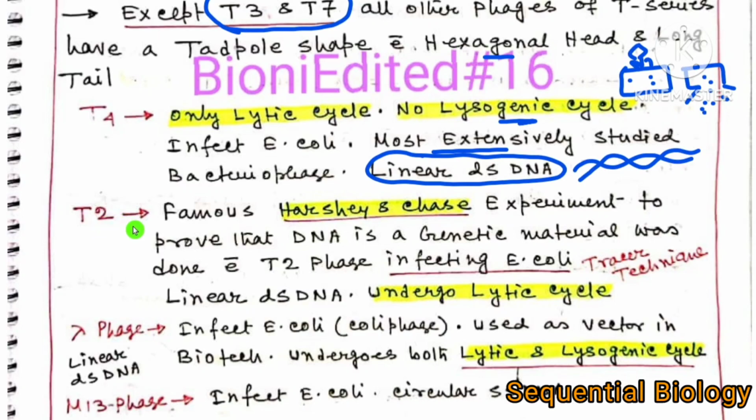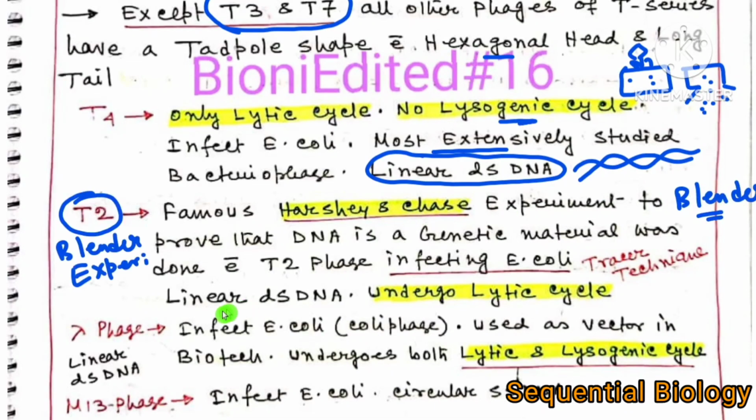Next, T2 phage. T2 phage is famous for the Hershey and Chase experiment to prove that DNA is the genetic material, done with the T2 phage infecting E. coli. This T2 phage was used by Hershey and Chase in their blender experiment. This is also linear double-stranded DNA like T4 phages. The T2 bacteriophage also has linear DNA. This DNA is not circular.